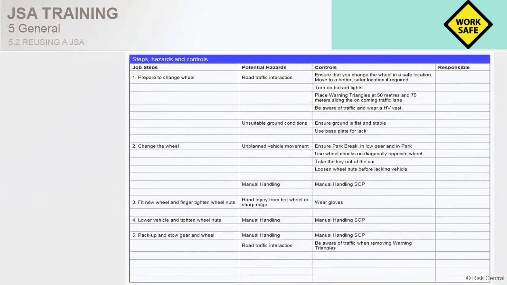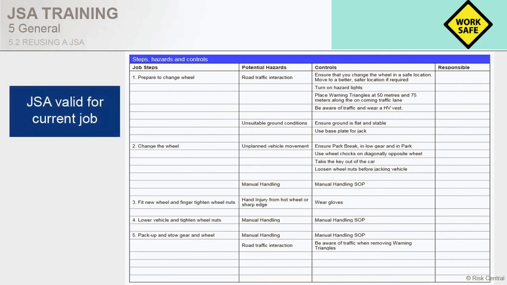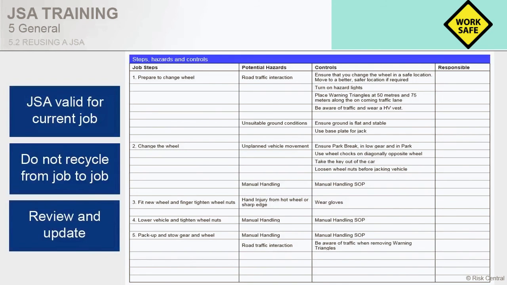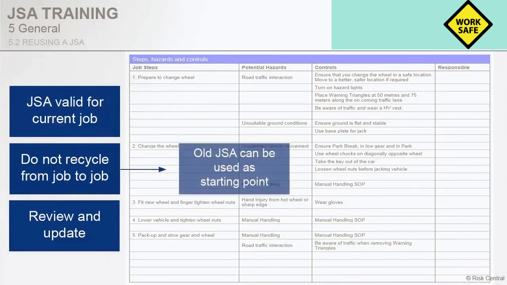To ensure hazards are properly captured and addressed, JSAs should only be valid for the job at hand and must not simply be recycled from job to job. The JSA needs to be fully reviewed and updated before each use. Don't just reuse JSAs, but previous JSAs can be used as a starting point for the new JSA.